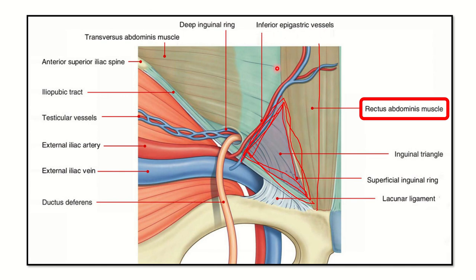So the lateral boundary is bounded by the inferior epigastric vessels, and inferiorly, here we can see the inferior boundary is bounded by the inguinal ligament. This is the inguinal ligament because it attaches from the anterior superior iliac spine and pubic tubercle. So this ligament is the inguinal ligament. So the inferior boundary is bounded by the inguinal ligament, laterally the inferior epigastric vessel, and medially the rectus abdominis muscle.